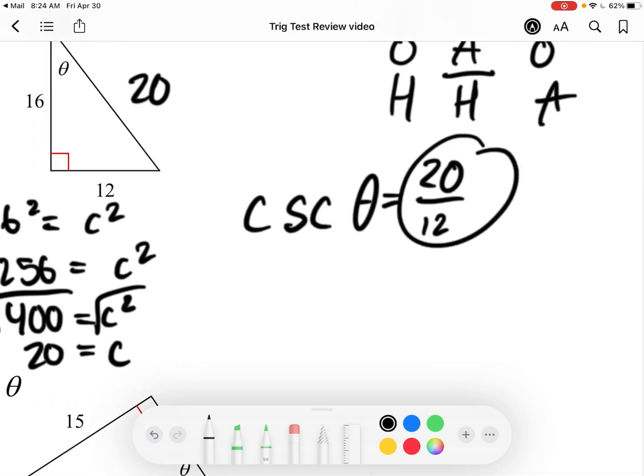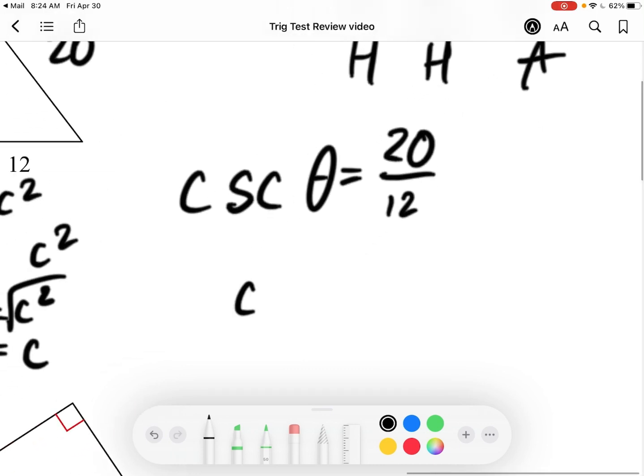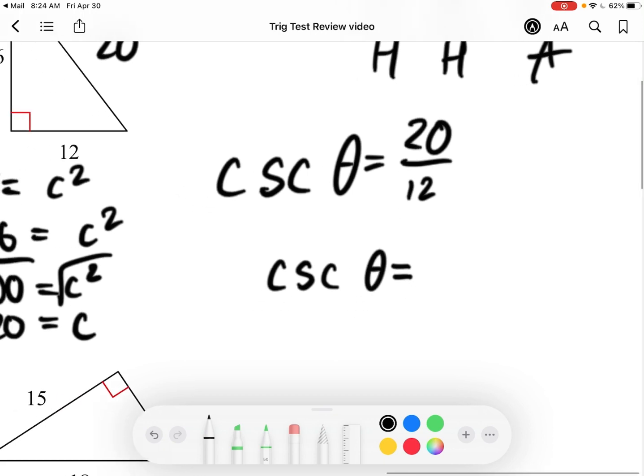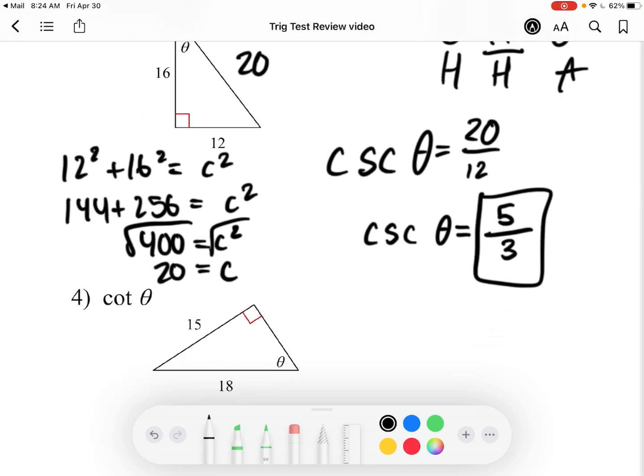So I won't see this option as an answer because it's not in simplest form. 20 and 12 can be evenly divided by 4, right? Both of those numbers are evenly divisible by 4, so we can simplify it. So our final answer, cosecant theta, is equal to 20 divided by 4 is 5, and 12 divided by 4 is 3. So this is the option that you're going to see on the test, 5 over 3.